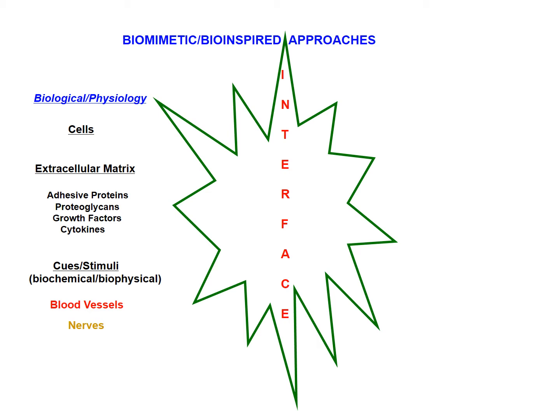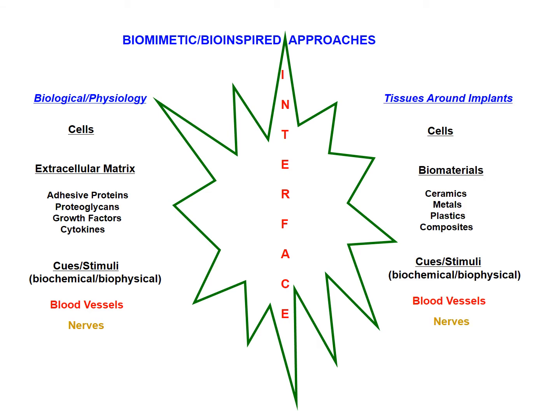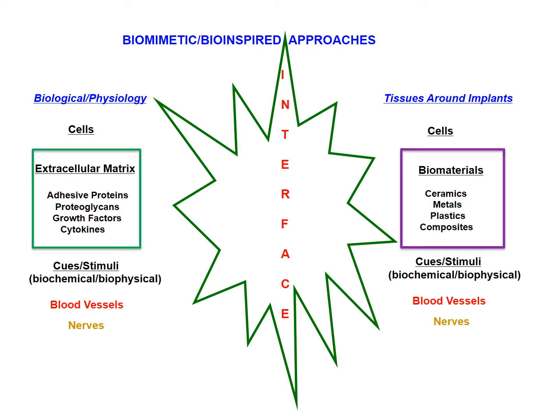matrix, biochemical and biophysical stimuli, blood vessels and nerves, and on the other side, when an implant is present at that particular location, we do have the cells, perhaps the biophysical and biochemical stimuli, blood vessels and nerves, but in the middle part, the physiological extracellular matrix is now replaced by the synthetic biomaterial, which may be a ceramic, a metal, a plastic, a composite of two or more of the previously mentioned types of materials.